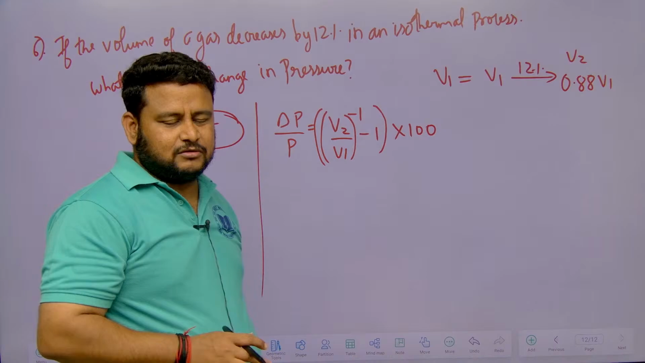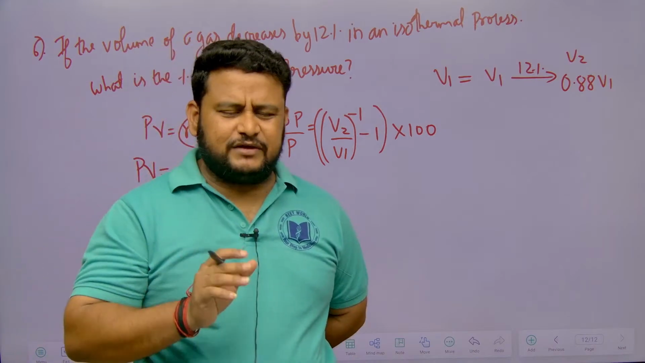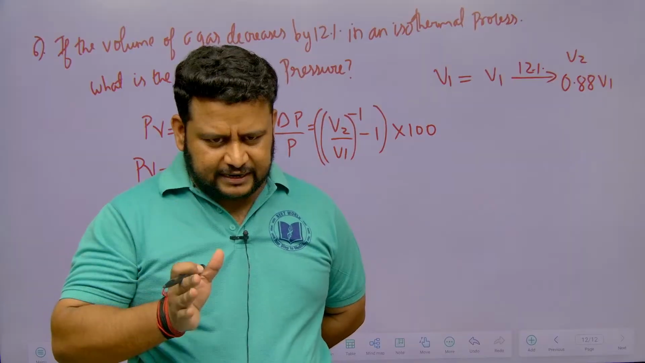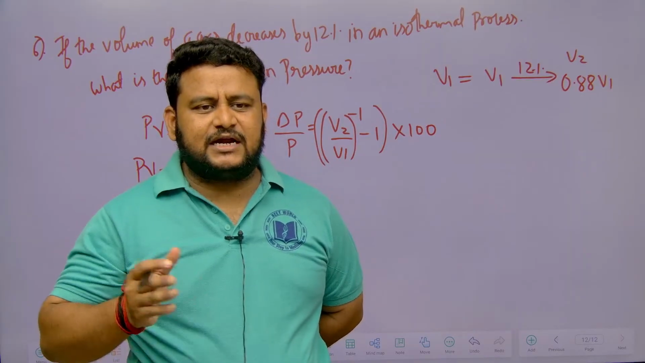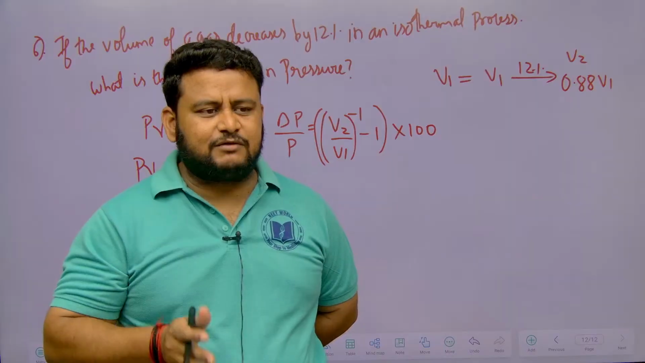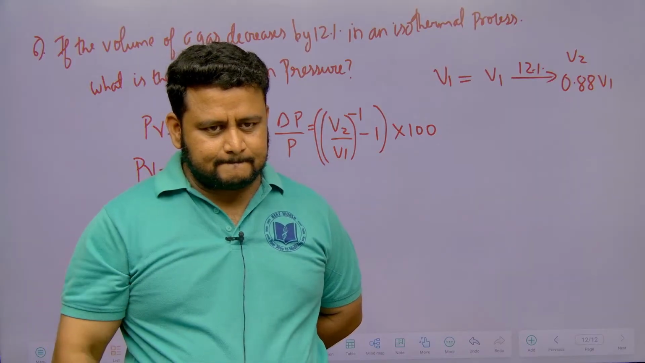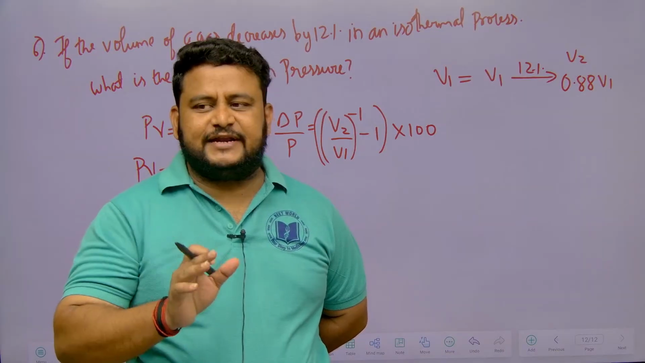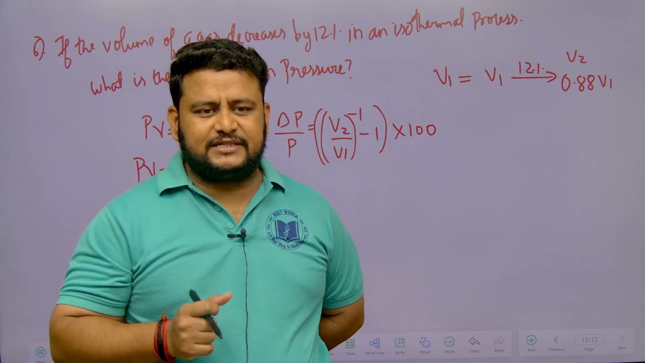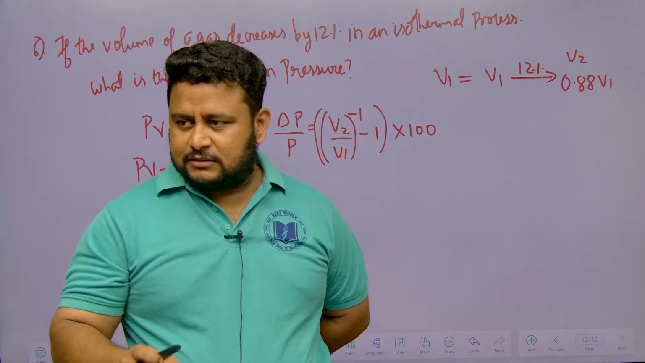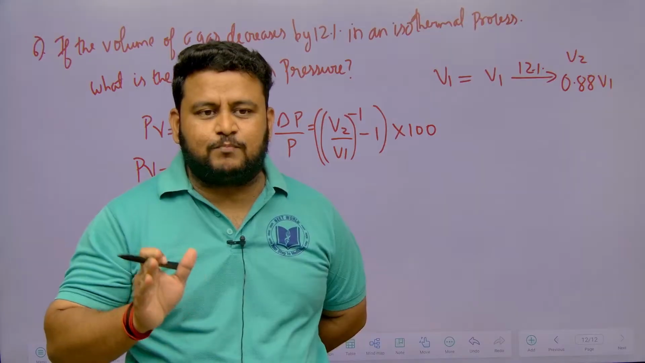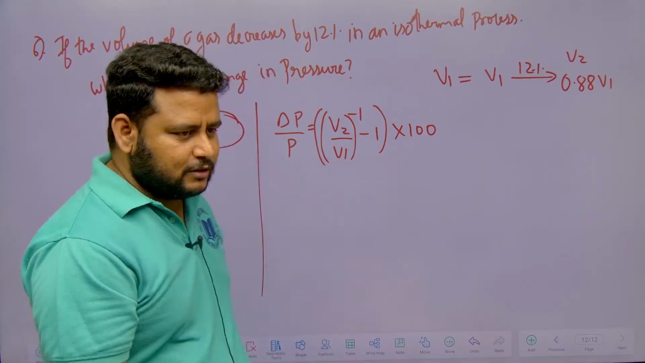So directly I am telling you, think like 100. From 100 if you decrease 12, how much? 88. Instead of writing 88, write 0.88. If you increase 12, it is 112. Instead of writing 112, write 1.12. That's all. For 17% decrease, 83, so write 0.83. For 17% increase, 117, write 1.17. Okay, that is the logic.